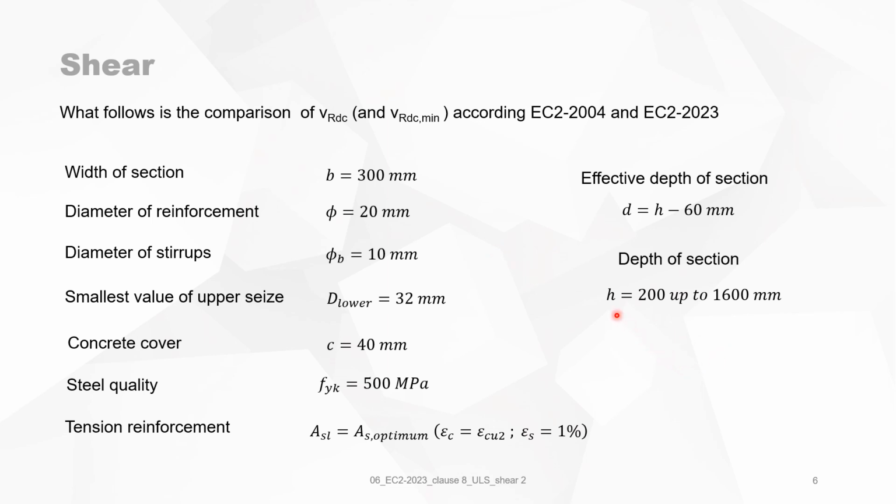The depth of the section, we will make a variation of 200 up to 1600 millimeters to have a simulation of more or less a slab or small depth beams and high depth beams. And the concrete quality will make a variation in the total range of 12 to 90 megapascal. I did not take into account 100 megapascal because for 100 megapascal I cannot make a comparison with the present version of the code 2004. So I make comparison between 12 up to 90 megapascal as concrete quality.